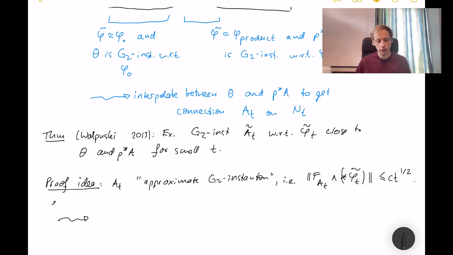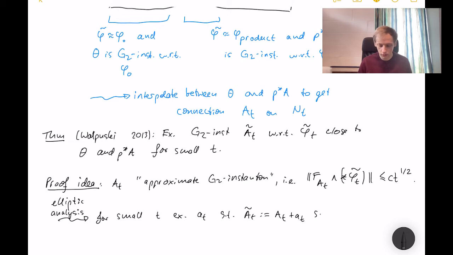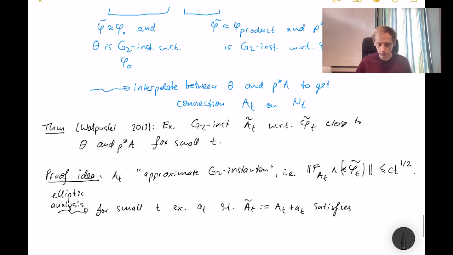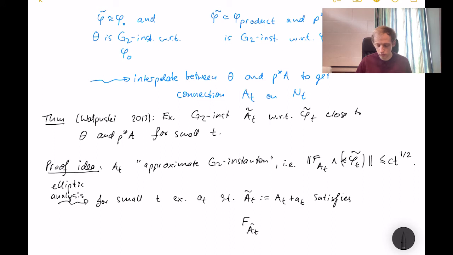And again, like in the previous proof, I will sum up pages and pages of hard work with one arrow. I would say elliptic analysis. But the end result is the same. The end result is that for small t, there exists an a_t such that A_t twiddle, defined to be capital A_t plus little a_t, is a G2 instanton. So it satisfies that F_{A_t twiddle} wedge star phi_t twiddle equals 0. And that would be the end of that proof.